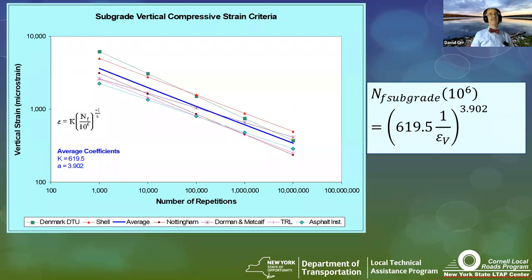3.902. And again, probably 3.90 is about the best we can do. And my gut instinct over time is that number is going to be coming closer and closer to 4. And probably by the time I retire or shortly thereafter, we'll probably modify these things again.